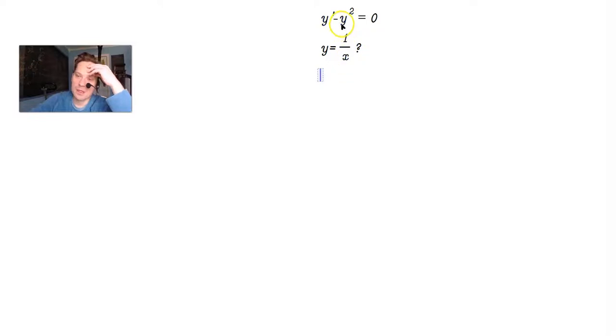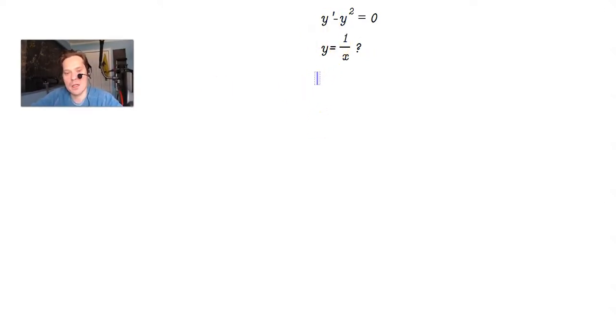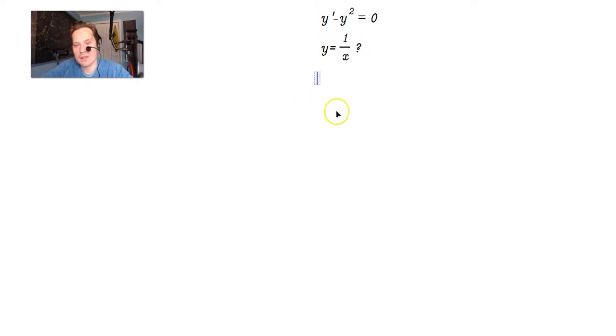So let's discuss whether y prime minus y squared equals 0 can be solved by y equals 1 over x. So let's appreciate this. First of all, notice it says y prime. So what do we have to do first? First, we have to differentiate this. So just go through that process.